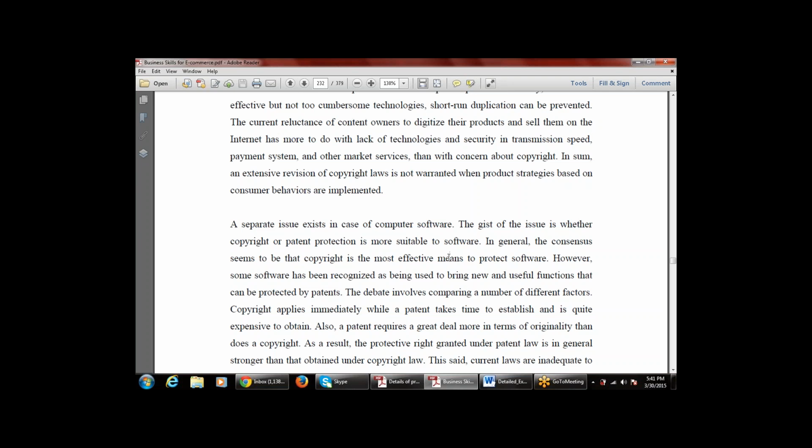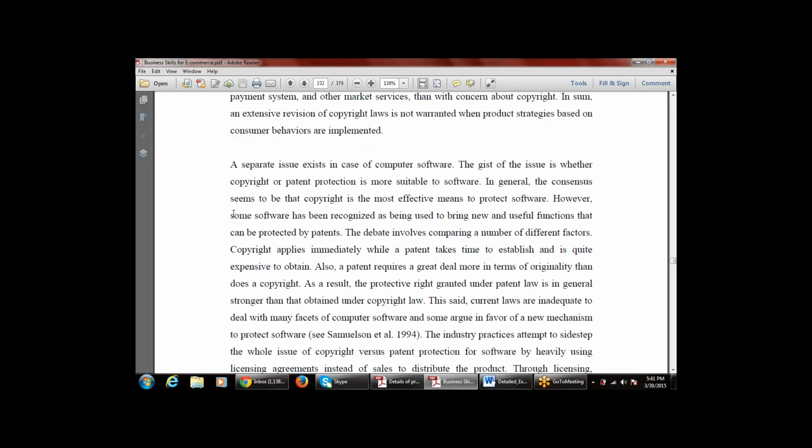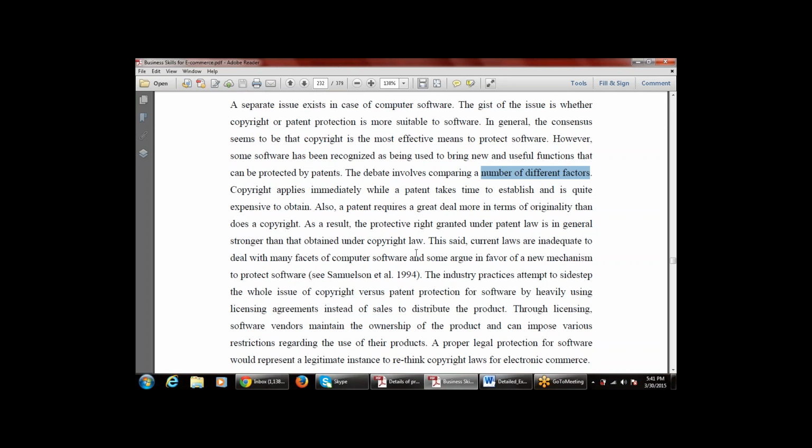In general, the consensus seems to be that copyright is the most effective way to protect software. However, some software have been recognized as bringing new and useful functions that can be protected by patents. The debate involves comparing a number of different factors that are applicable to software. So the question arises, which is better? The answer is that digital copyright is one of the better solutions.